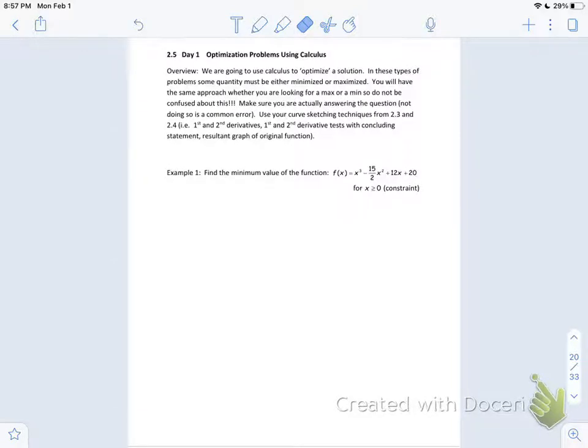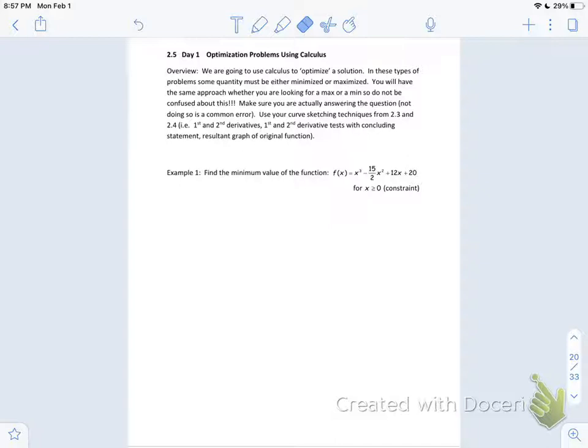Okay, in this video we're going to do pages 20, 21, 22, 23, and 24 in your big Chapter 2 notes packet. So here we go. Overview, we're going to use calculus to optimize a solution. Okay, so that's the terminology we're going to be using.